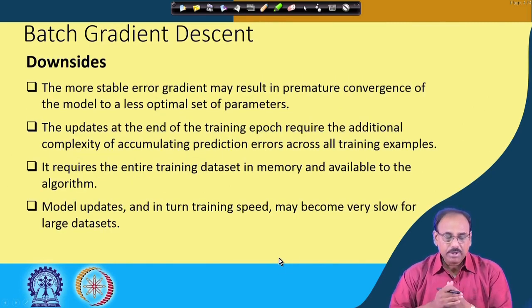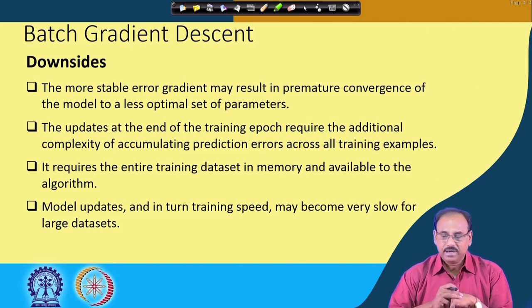On the downside, coming to the disadvantages: as the error gradient is very stable, this may result in premature convergence, in the sense that there is a high risk of converging to a local minima because of the stable gradient. The other disadvantage is that the updates at the end of every training epoch require additional complexity of accumulating prediction errors across all training samples. This is what I said, that I have to identify all the training samples which are misclassified, and using these misclassified training samples I have to get the overall error. So, that is also a disadvantage.